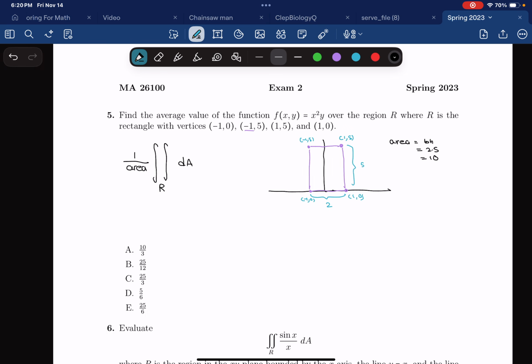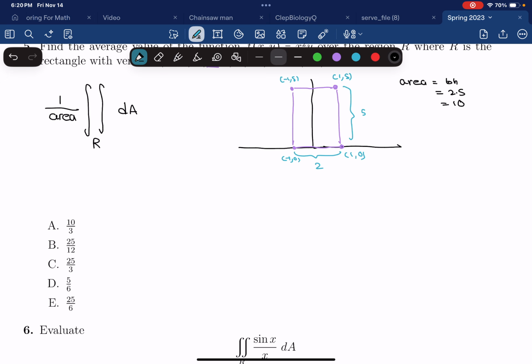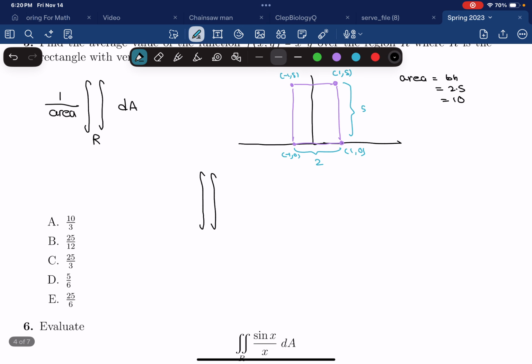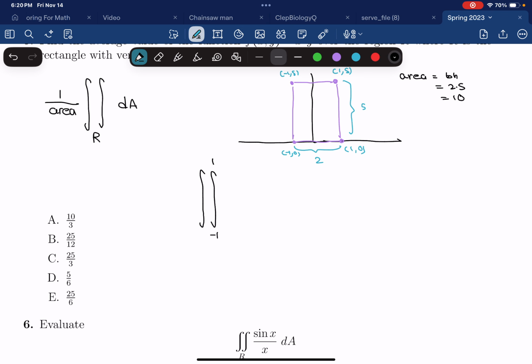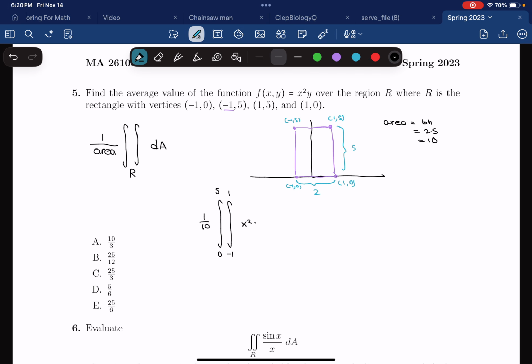So what are our bounds? Our bounds are pretty simple. Since it's just a rectangle, let's take them in our Cartesian dx dy coordinates. For x, it'll be from negative 1 to 1. For y, it'll be from 0 to 5. Remember to keep that 1/10 out there. And it'll be x squared times y of dx dy.